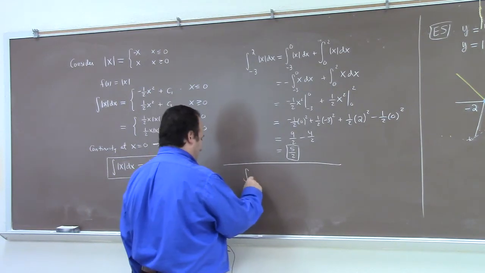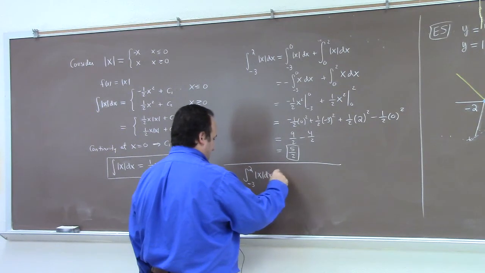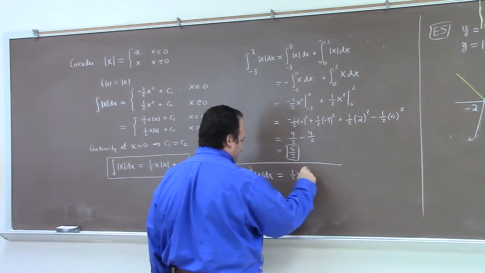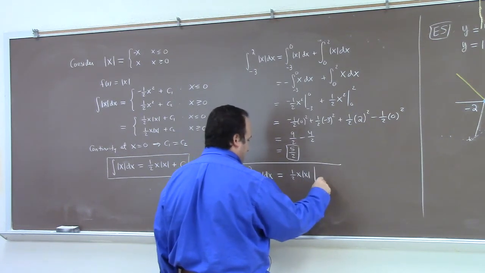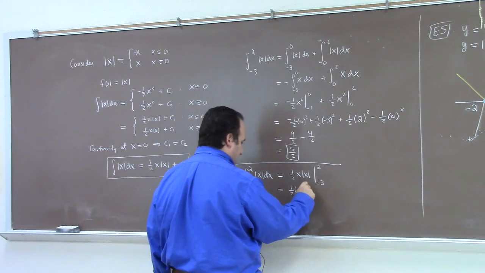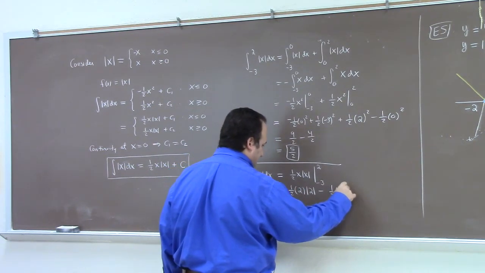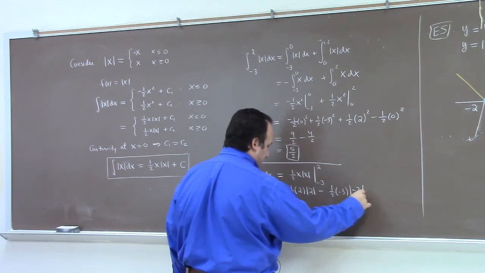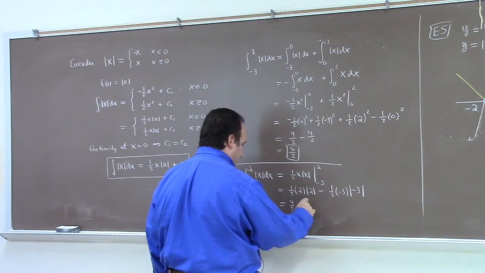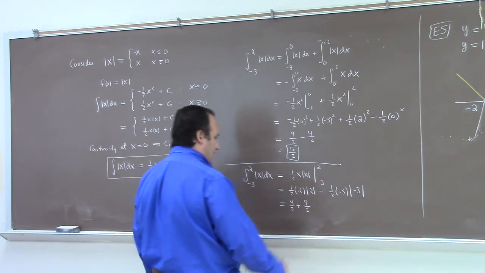Integral from minus 3 to 2 of absolute value of x dx. Well, this is the antiderivative, so 1/2 x absolute value of x evaluated from minus 3 to 2. 1/2 of 2 times absolute value of 2, minus 1/2 of minus 3 times absolute value of minus 3. In other words, 4/2 plus, I must have made a miscalculation in my previous thing, 9/2.